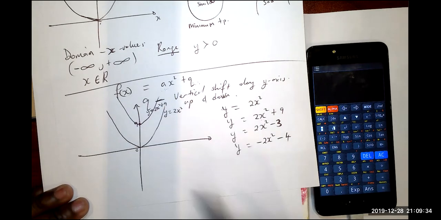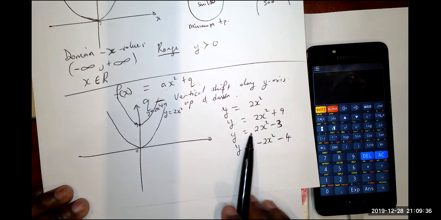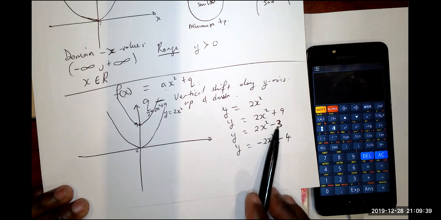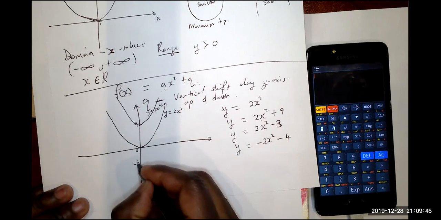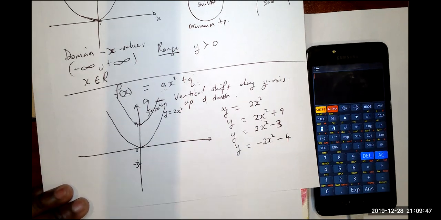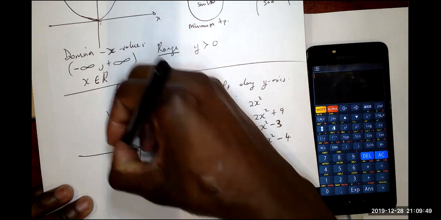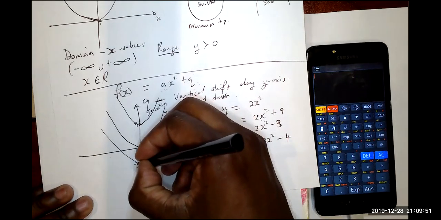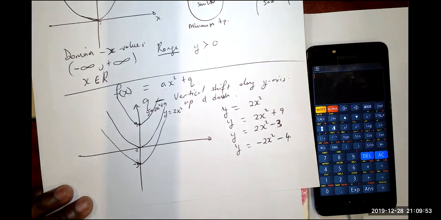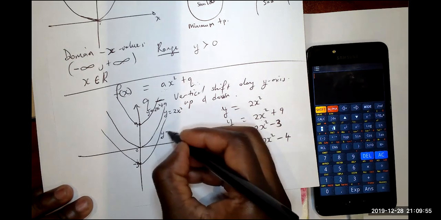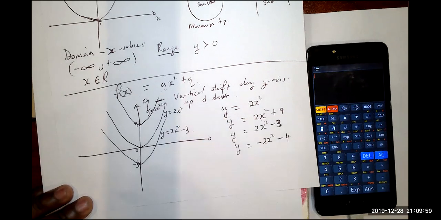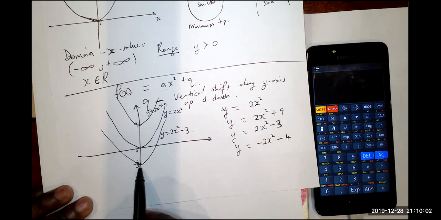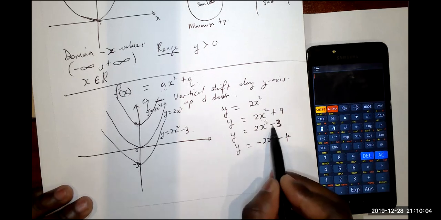Now the third one here, saying 2x squared minus 3. This one, we're moving it 3 units downwards. So we're going to put minus 3 there. Remember, these are just general sketches. So y is equal to 2x squared minus 3. We moved negative 3 units downwards, according to what we have.